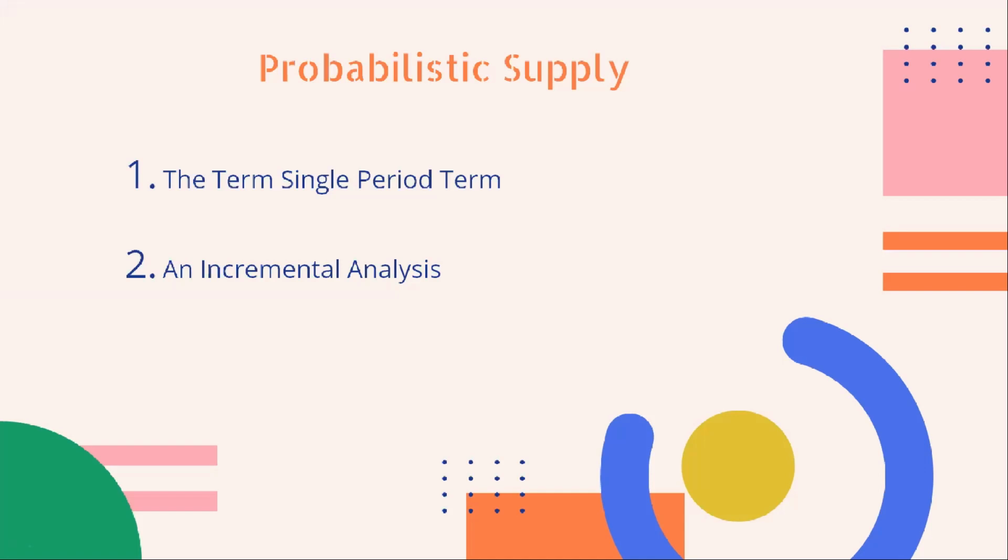An incremental analysis is used to determine the optimal order quantity for a single period inventory with probabilistic demand, assessing how much to order by comparing the cost or loss of ordering one additional unit with the cost or loss of not ordering that one additional unit. Next slide, please.